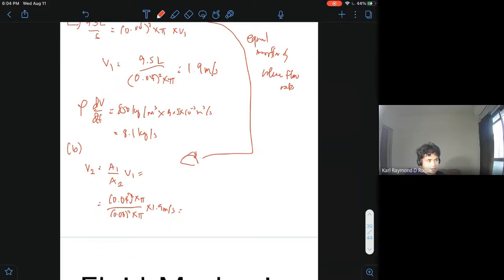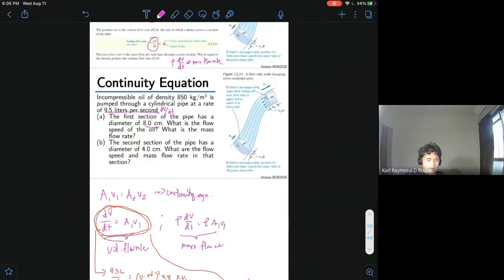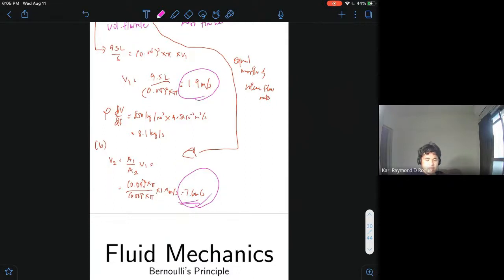Ang nalabas is 7.6 meters per second. Ano napansin nyo? Do you get why? Times 4. Bakit? Kasi yung area ng section 2 is 1/4 of the area. Hinati yung radius eh. Diba? So tama lang na dapat bumilis ng times 4 yung rate dito sa second section. Before I continue, do you get it?